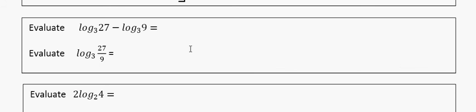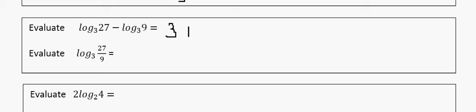Let's scroll down a little bit and take a look at the next box. We have log base 3 of 27 minus log base 3 of 9. What we first have to do is evaluate log base 3 of 27 and log base 3 of 9. From the previous problem, we have already evaluated log base 3 of 27. We decided that that was 3, because 3 to the third is 27.